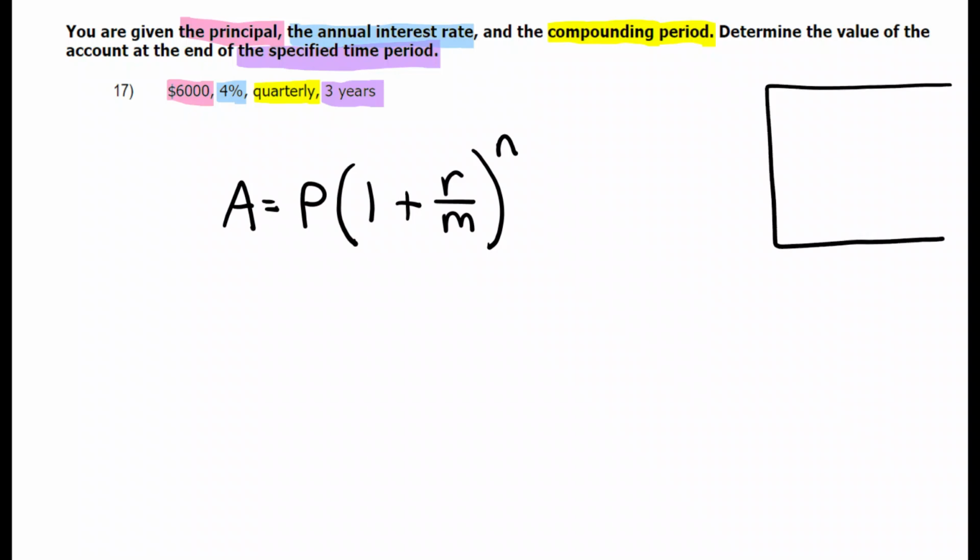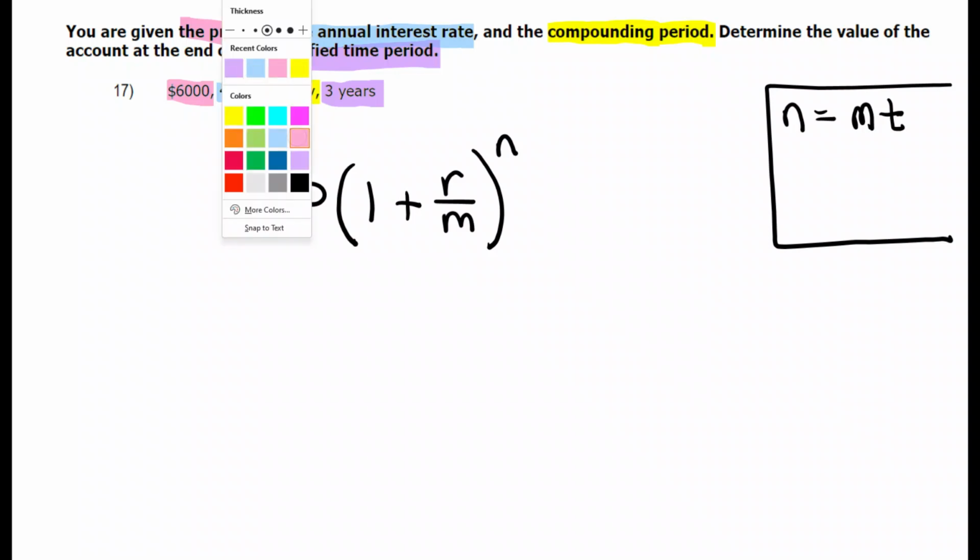And I always do a little scrap piece of paper over here because I have to calculate N. N always equals the number of compoundings times the number of years. A compounding period is how many times they recalculate the interest in 1 year. So if it's more than 1 year, you have to take that compounding period and multiply it times the number of years to get the total number of times that they will compound it.